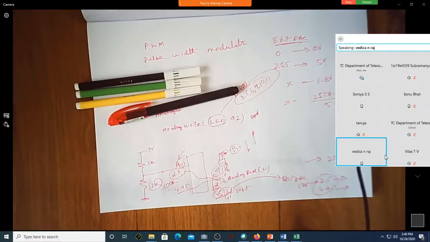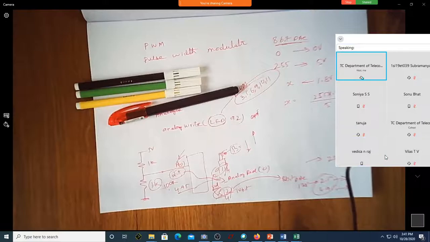Vedika, come. Sir, for the DAC we converted the value from 10 bit to 8 bit, right? Correct. Then if we get more than 256, or more than 1024, what happens, sir? Then we can't convert it for 10 bit also. Vedika, you will not get anything beyond 1023 at all because it's a 10-bit ADC.